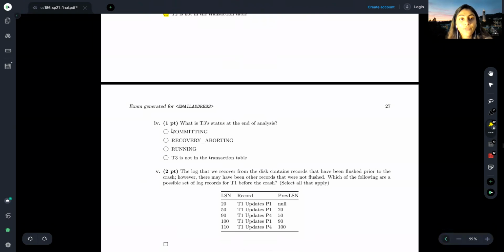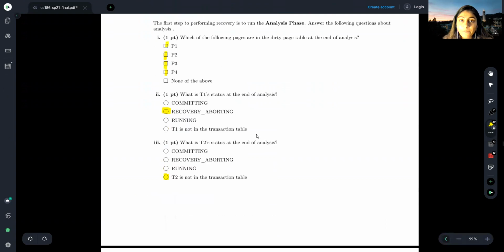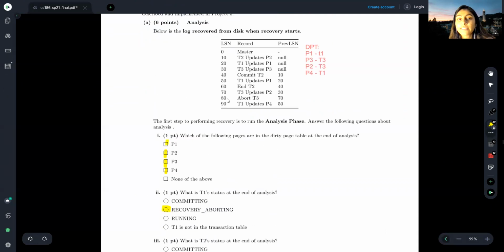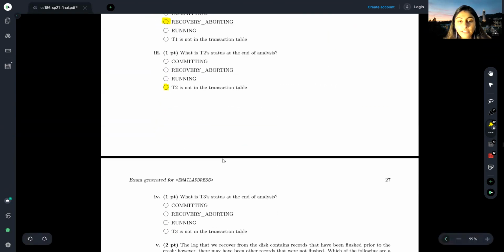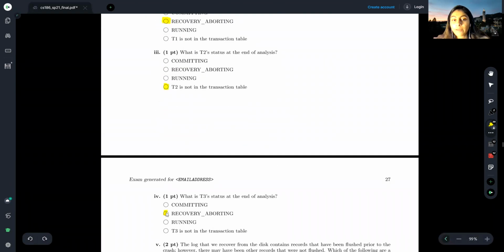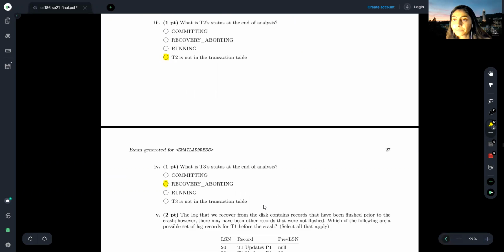Looking at question 4, it's asking T3's status at the end of analysis. At the end of analysis, at LSN 80, T3 started to abort. Notice we don't have a T3 end record, so we don't know if it has completed or made the changes accordingly for the abort. So we just say that T3 is in recovery aborting at the end of analysis.